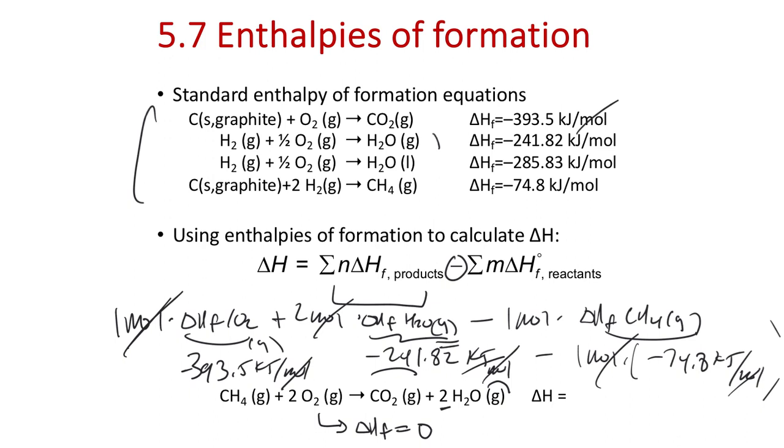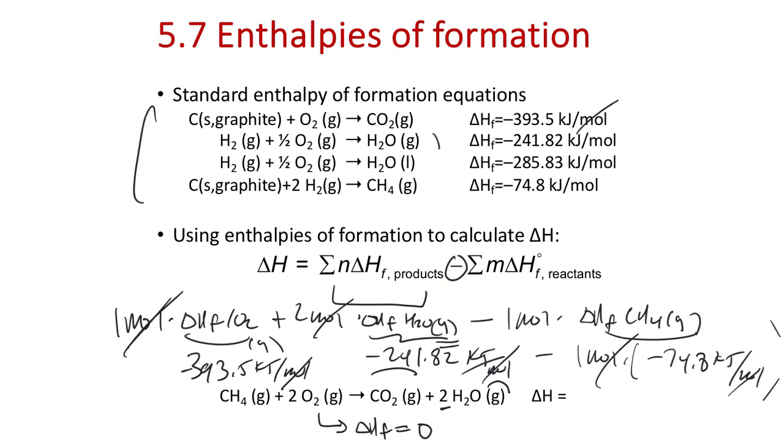Now, the only slightly tricky part is that we have to keep track of all those minus signs. Like I literally need to do 1 times negative 393.5, so just keep that negative sign in your calculation, plus negative 2 times negative 241.82, and then minus 1 mole times negative 74.8. So I'm just very precise in entering all those minus signs exactly where they occur in the calculation.